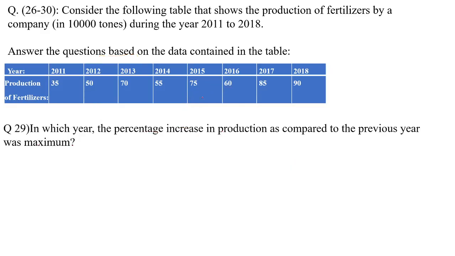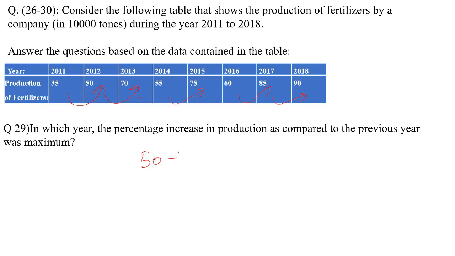In which year was the percentage increase in the production as compared to the previous year maximum? So we have to see from the previous year which value is maximum. You can see it's increasing here, again increasing here, this also increasing, this increasing, and this increasing. So we can say 2012, 2013, 2015, 2017 and 2018, the values are increasing.